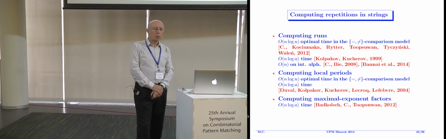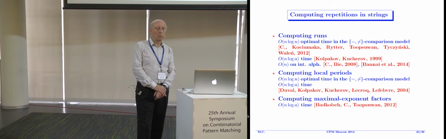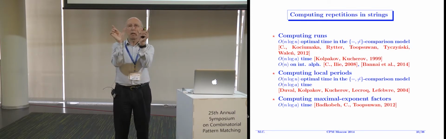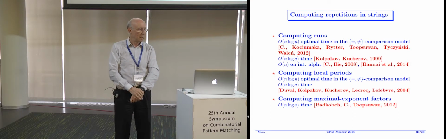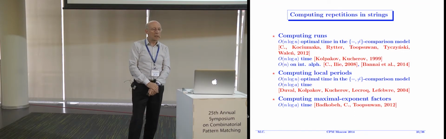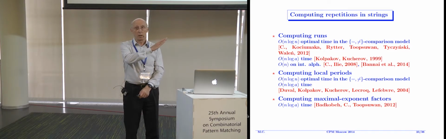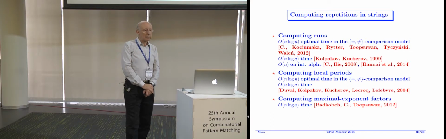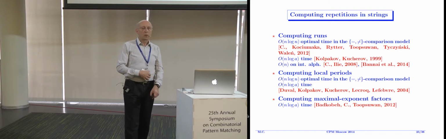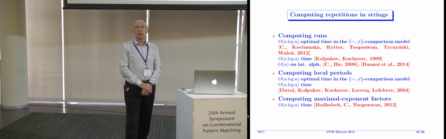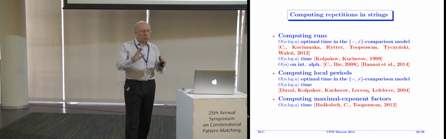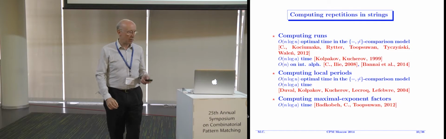So this notion of runs is strongly related to the notion of local period. For local period, you take a position and look at the same string occurring on both sides of the position. You want the shortest non-empty string occurring on both sides. There is an n log n time algorithm to compute the local period at any position in a string. Also known is an n log n time algorithm to compute repeats having an exponent between 1 and 2. But not for all the repeats, because we can have a quadratic number of them, so we have to select some repeats to get this running time.